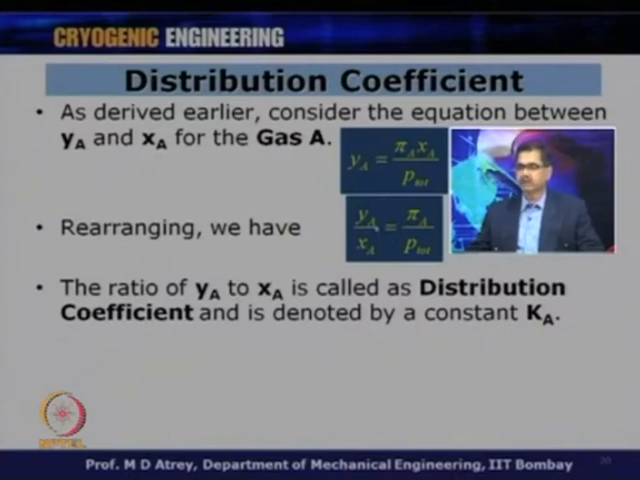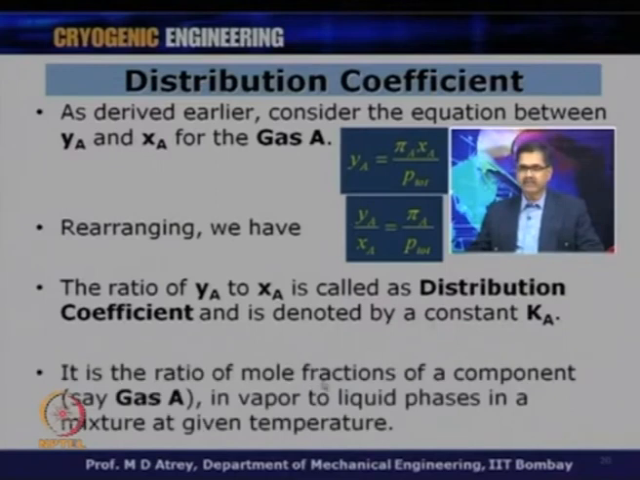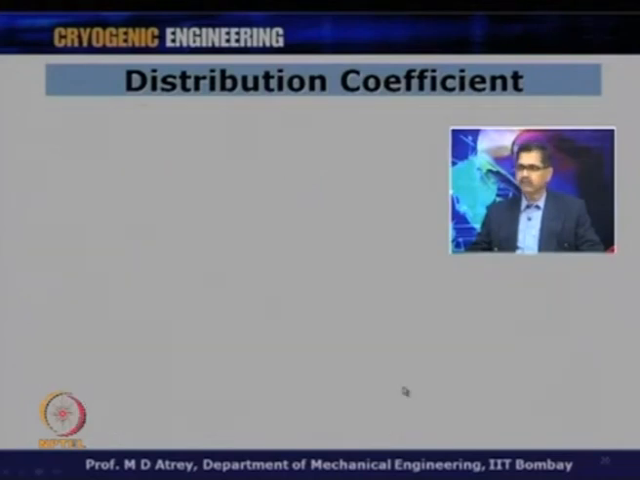Similarly, we have Yb and Xb, which will be denoted as Kb. What is important to understand is that Ya upon Xa is called the distribution coefficient and is given as Ka. If I want to define it, it is the ratio of the mole fraction of a component, let us say gas A, in the vapor to liquid phases in a mixture at a given temperature. So, if I know the temperature and the pressure of a mixture, then Ya upon Xa at a given temperature is called the distribution coefficient and it is constant, given by Ka. Similarly, I will have the value of Kb.